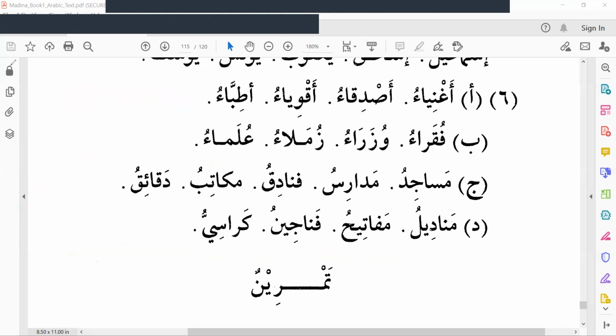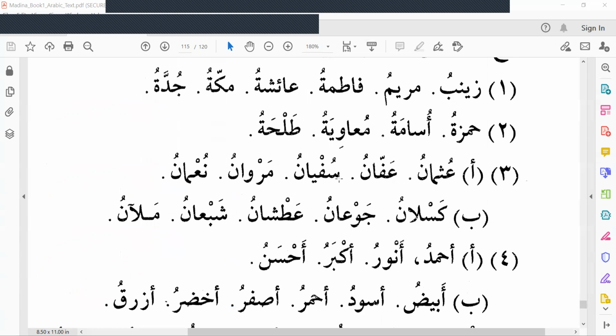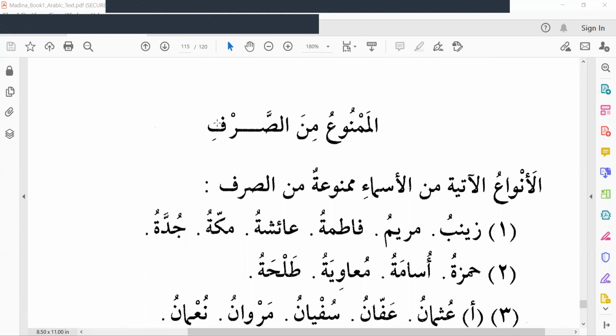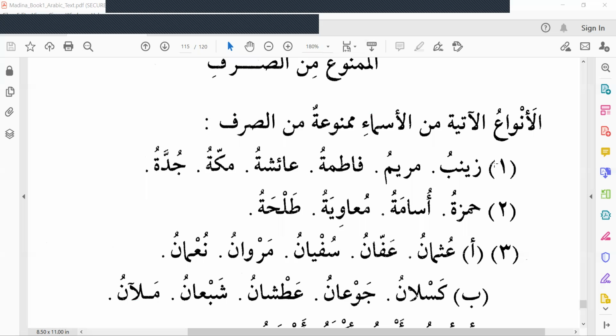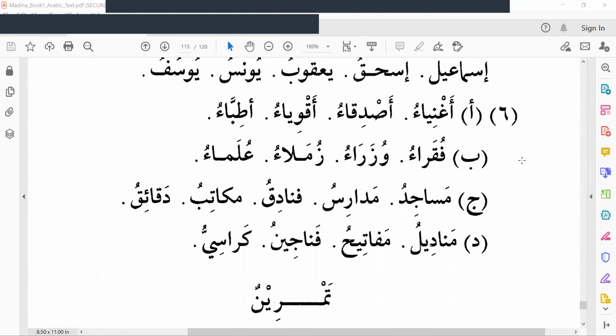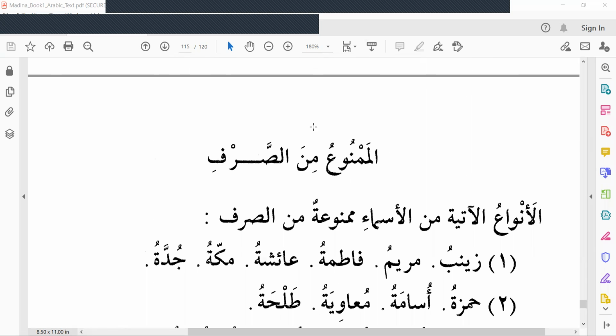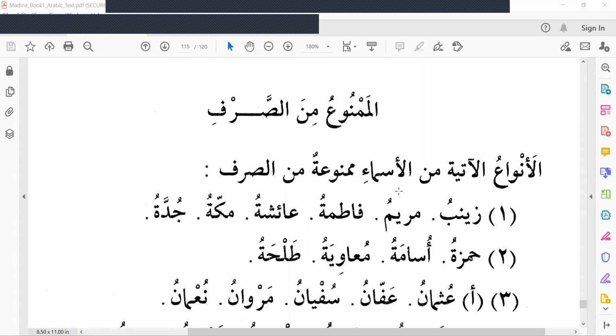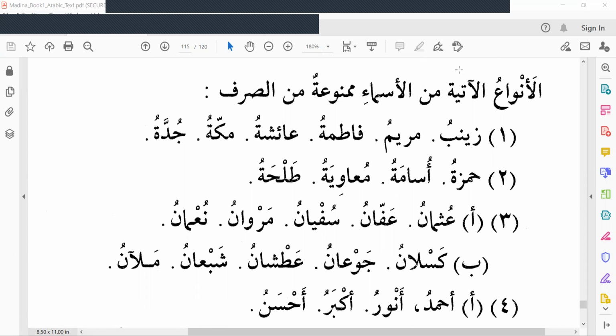Okay, so al-mamnu min as-sarf means those nouns falling under these 6 categories, which will not take kasra and will not take tanween. Al-anwa'ul atiyati, the following types, categories, min asma'i, from the nouns al-mamnu min as-sarf, belong to al-mamnu min as-sarf.